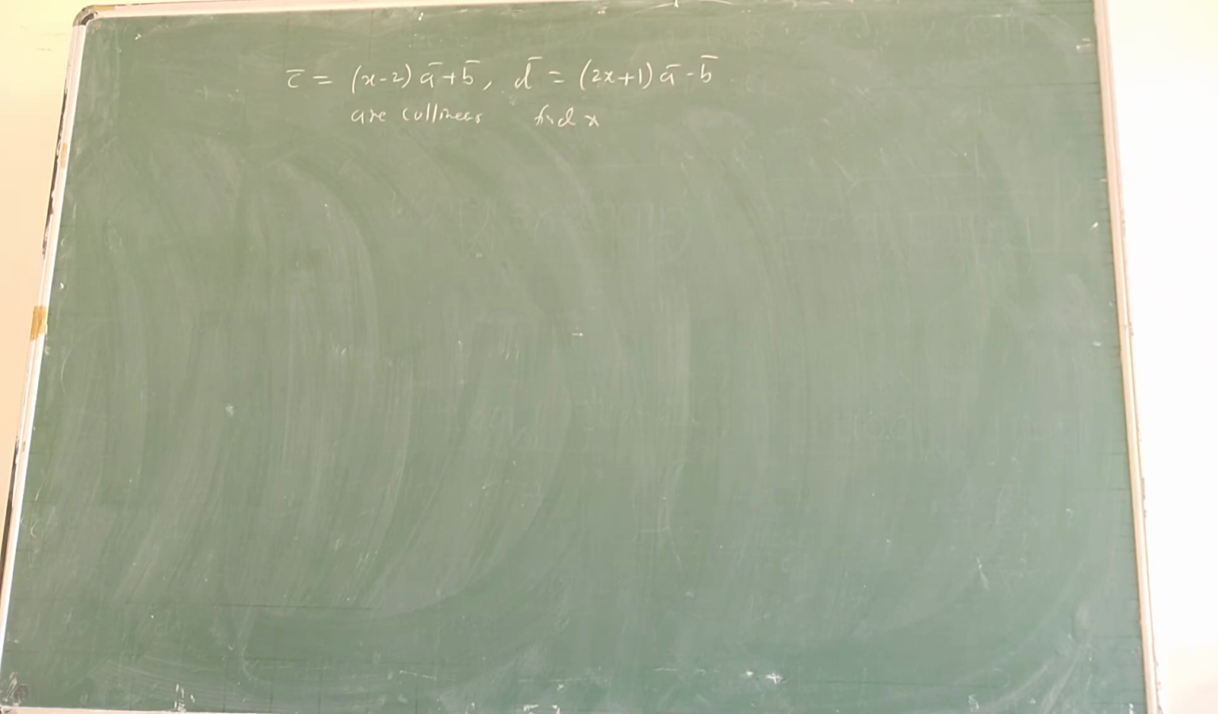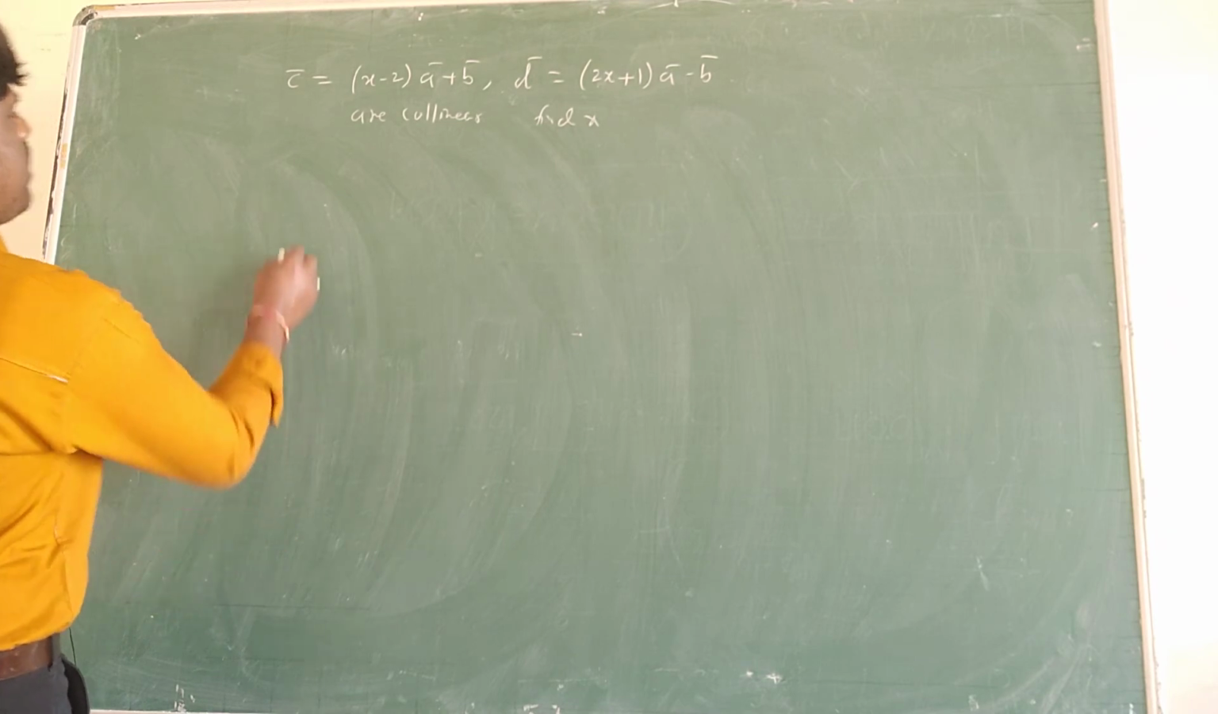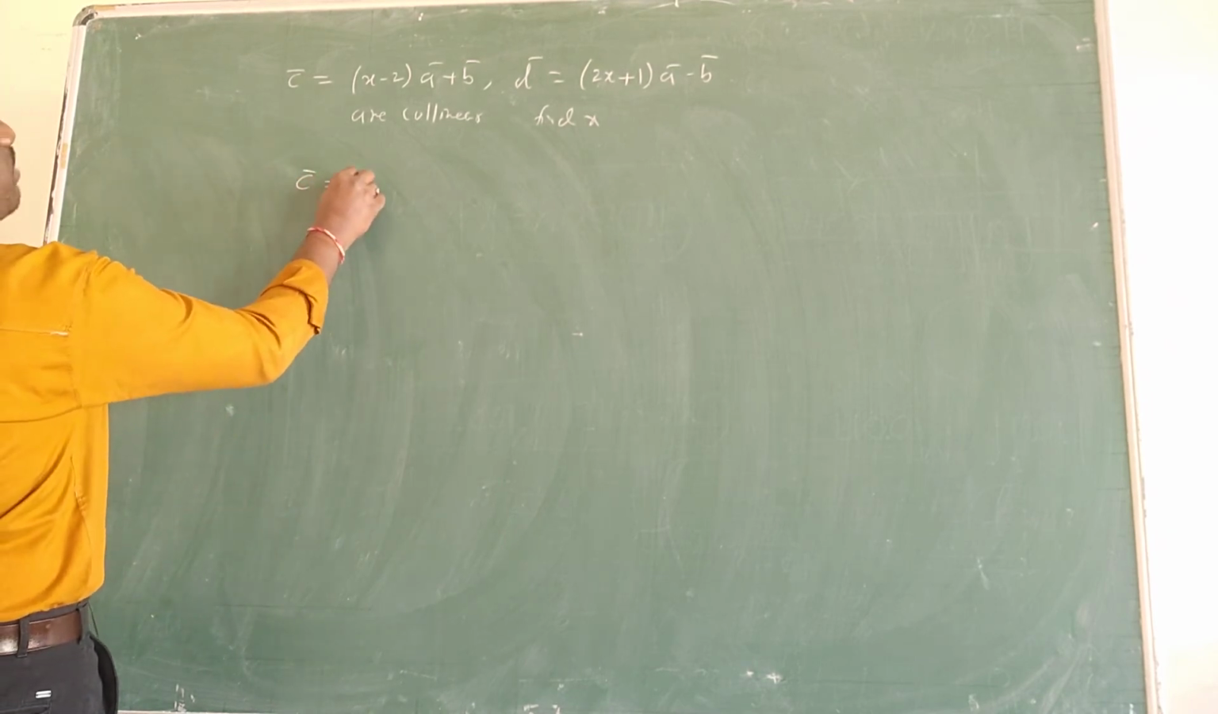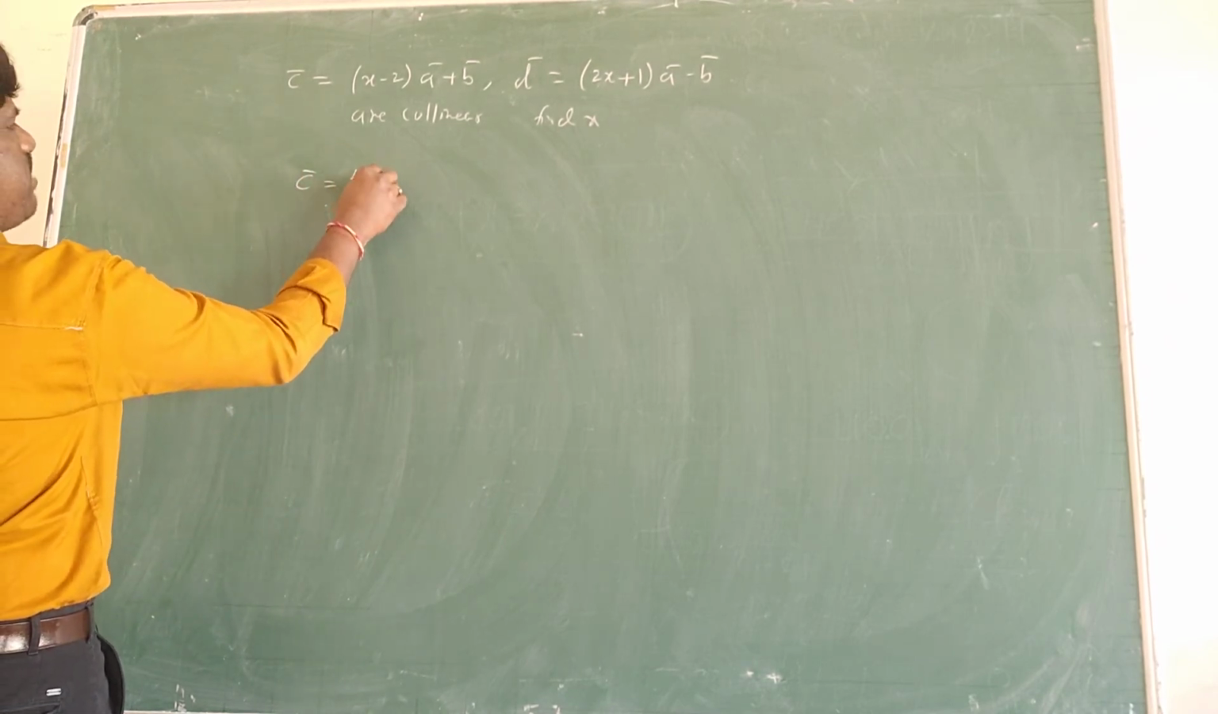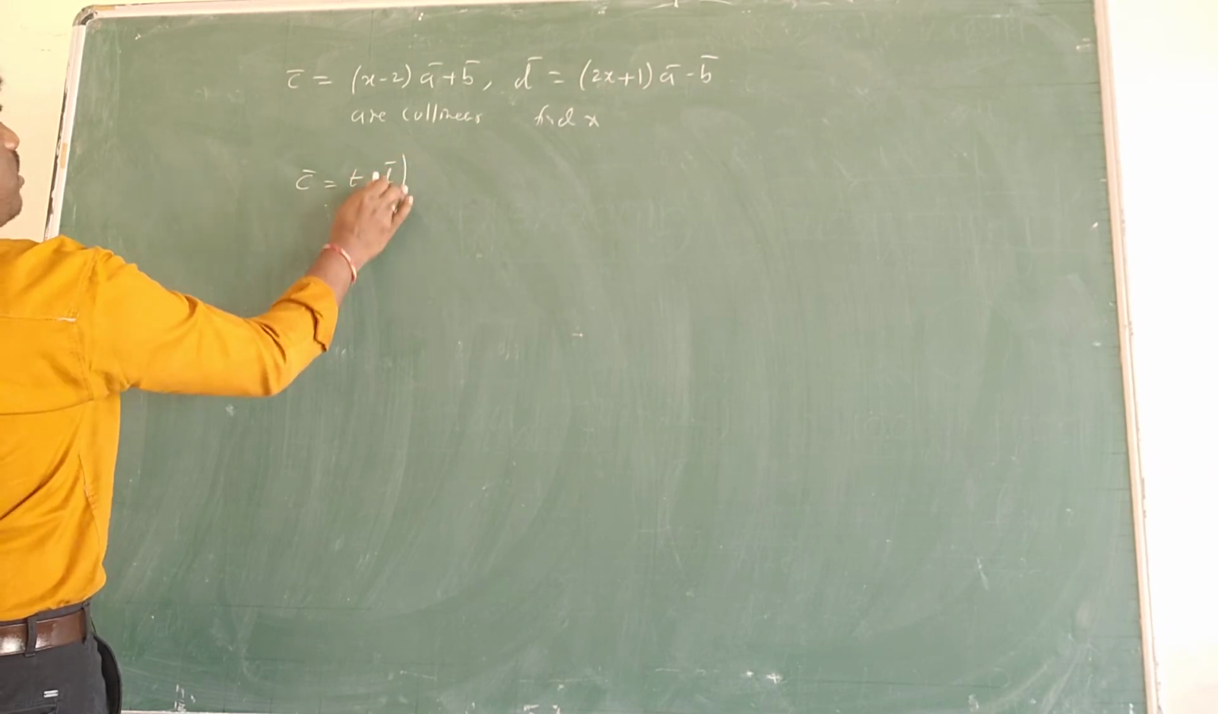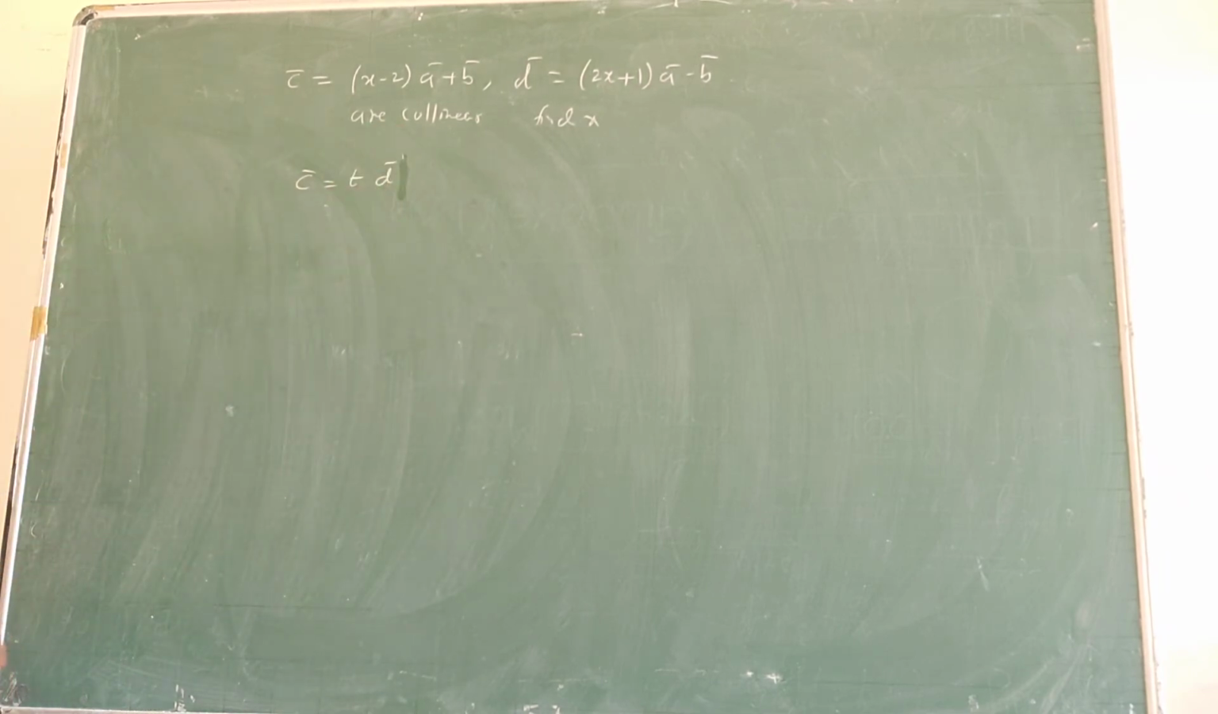C and D are collinear, you have to find the x. A and B are, already I told you, non-collinear. C and D are collinear, you have to find the x. So if they are collinear, you know that C vector is equal to some lambda times D vector. This is the rule for collinear. If two vectors are collinear, one vector is some lambda times another vector, or some t times.